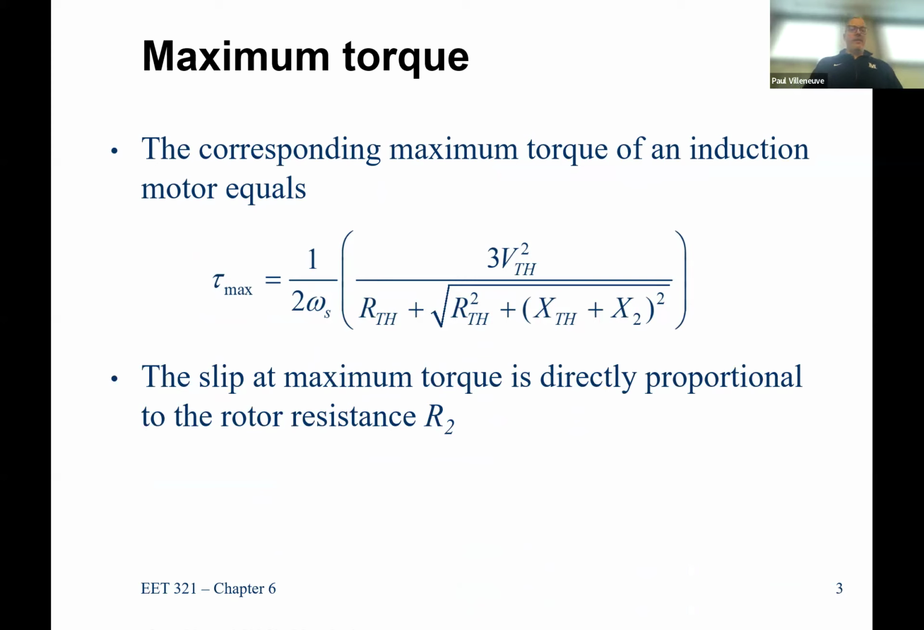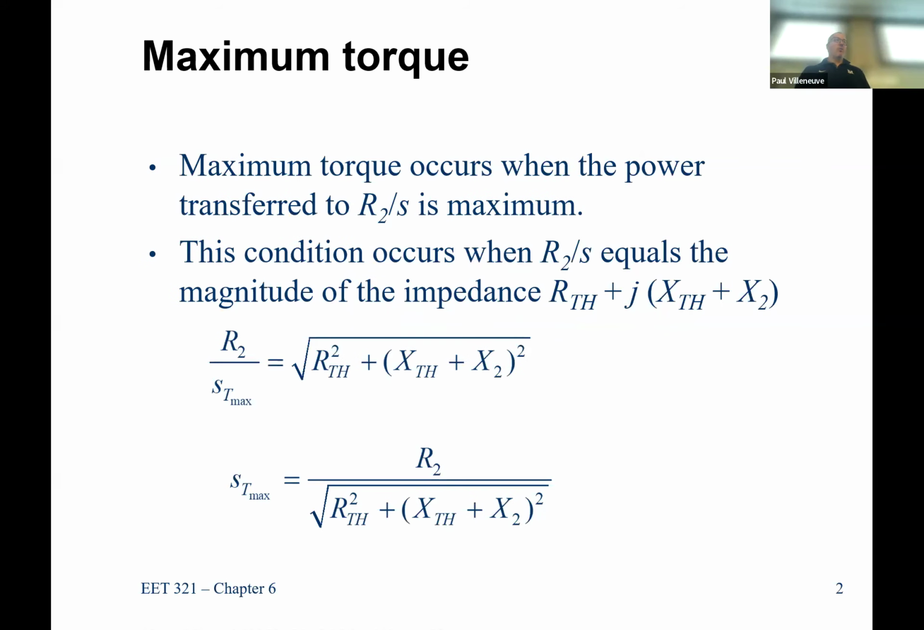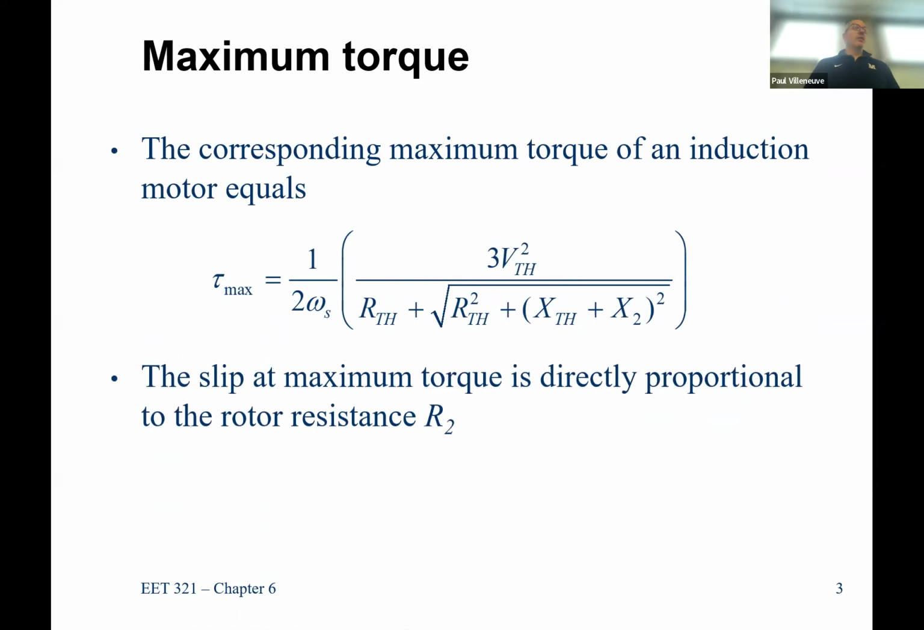One thing to note, if you look, the slip at maximum torque is directly proportional to the rotor resistance. You can see slip is equal to R2 in the numerator, right? So if you tweak R2, you can actually change your value of slip. And that's what designers do. If you need to move the characteristic of when the max torque occurs, you can increase or decrease R2 to change that torque versus speed characteristic.